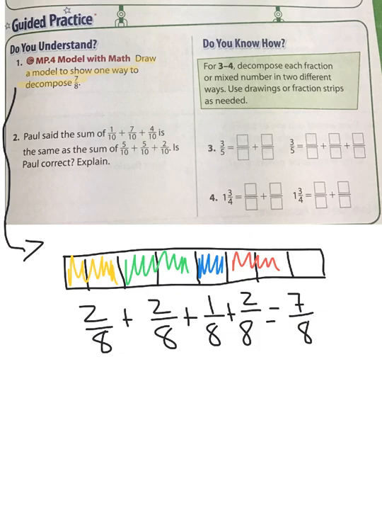Now let's add up our numerators and double check. So I've got 2 plus 2 is 4, plus 1 more is 5, plus 2 more is 7. So 2 plus 2 plus 1 plus 2 equals 7. I did it correctly. All right, let's look at number 2.